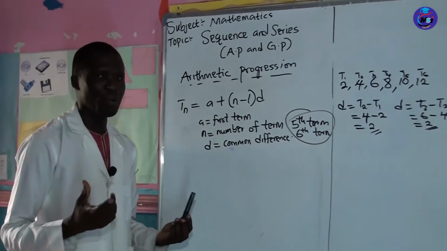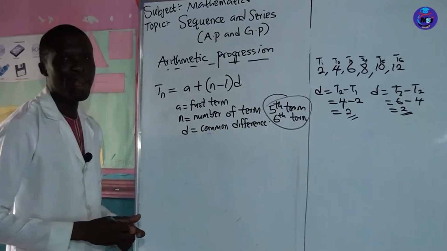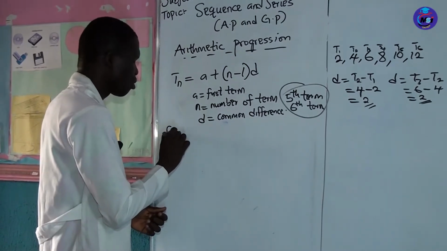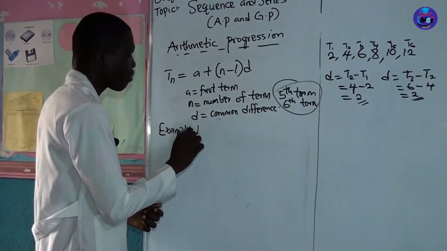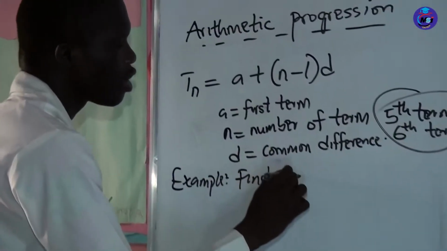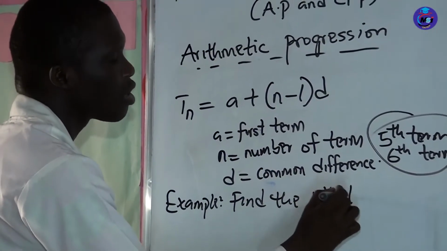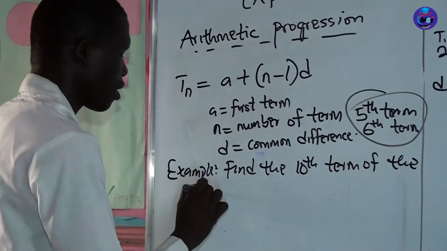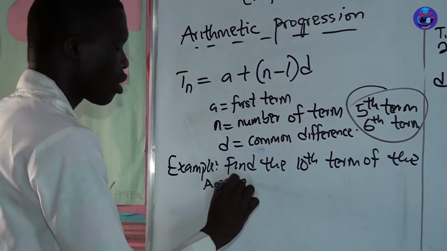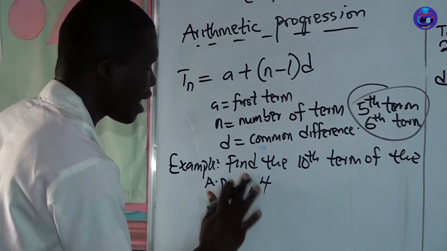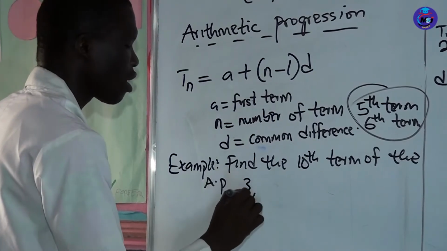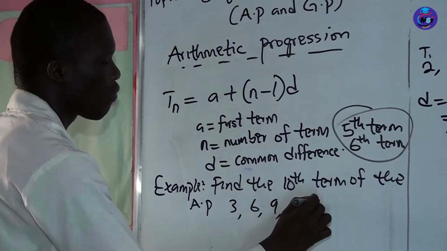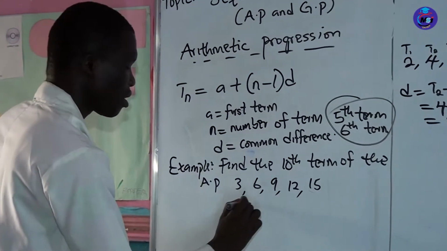Okay, now I want to give you an example where you can apply this formula. Let's say, for instance, a question is given to you. Example: find the 10th term of the AP 2, 4, okay, let's use another number, 3, 6, 9, 12, 15. Okay, solution.